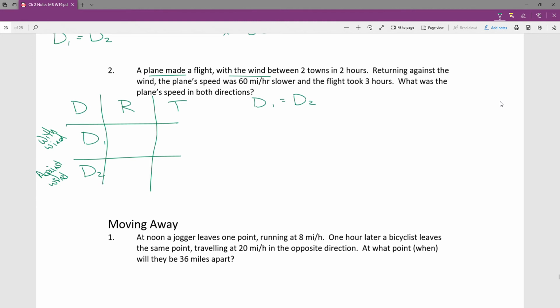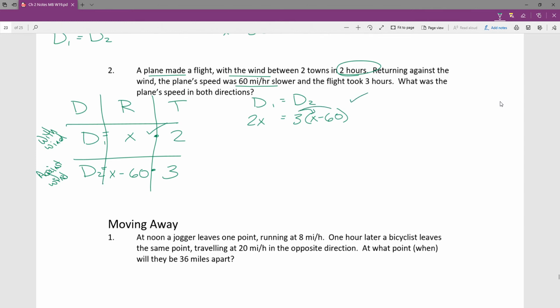So we know that the flight with the wind takes 2 hours. Returning, the plane's speed is slowed by 60 miles an hour and now takes 3 hours. So whatever his rate was before, it's now slowed by 60 miles an hour. I've got my let statements filled into the chart, and now I use my chart to build my equation. So I've got rate times time for my distance 1, so that would be 2x. And my distance 2 would be 3 times x minus 60. I write them in a different order because that makes more sense to me, but it's still rate times the time.